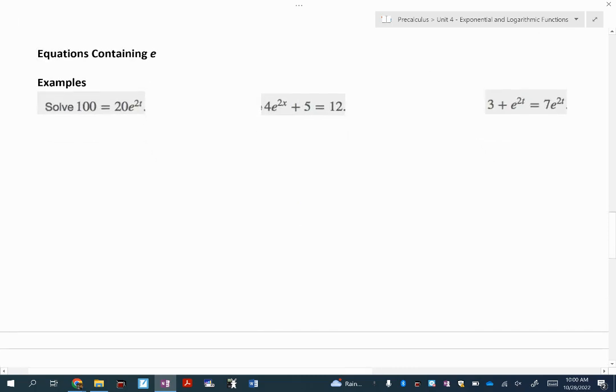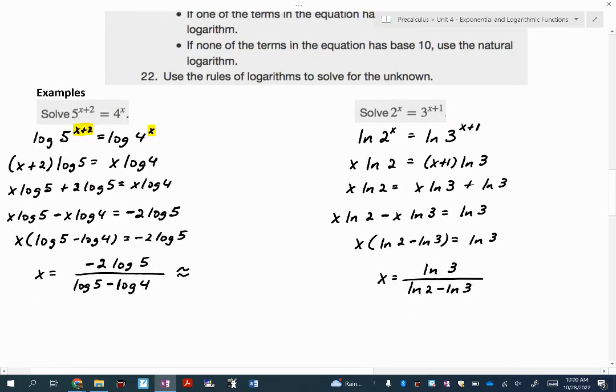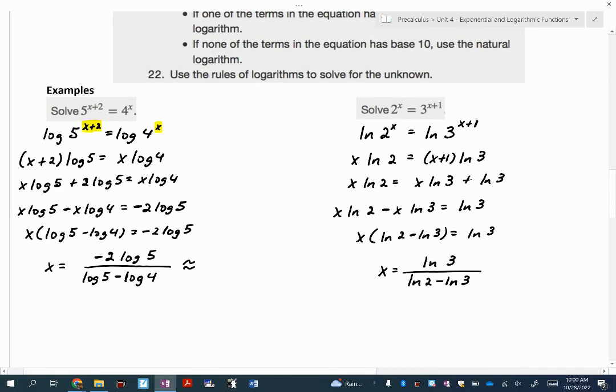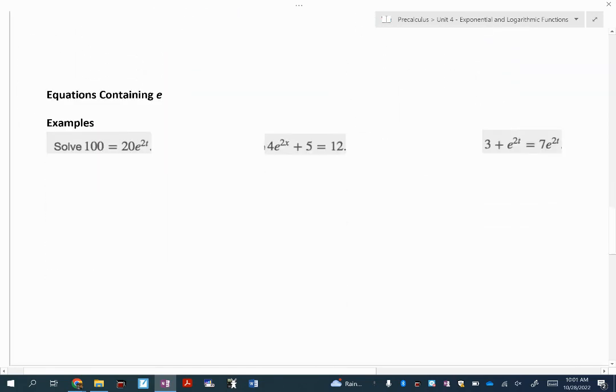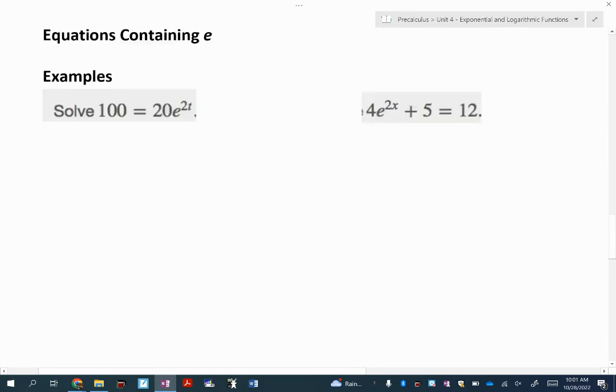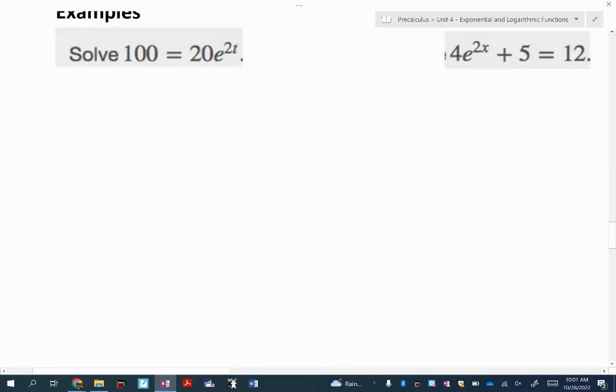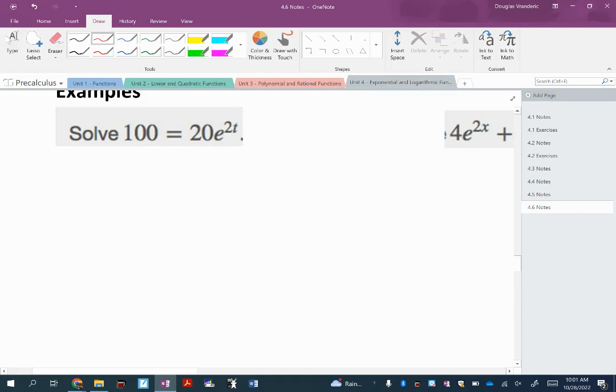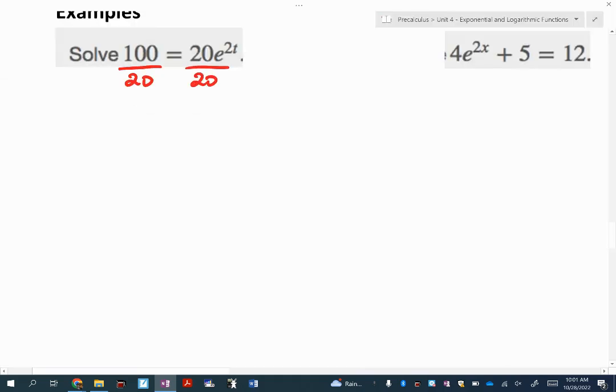All right, now I told you up here, you have the option to use the natural logarithm, any log you want. When you're solving and you've got e involved, you're going to want to use the natural log. That's kind of your dead giveaway. The first thing you want to do is isolate that e. So I'm going to first divide both sides by 20, and I'm going to get 5 equals e raised to the 2t power.